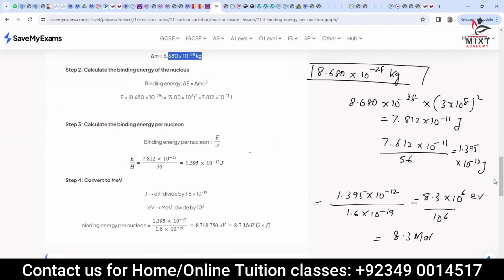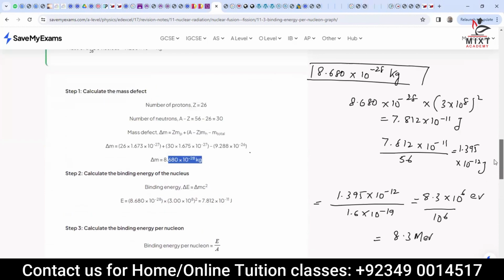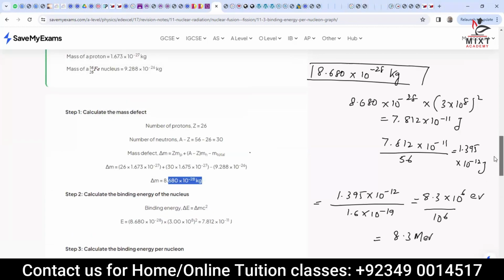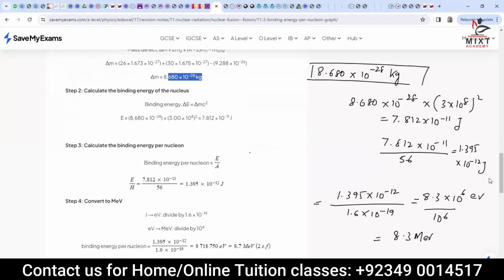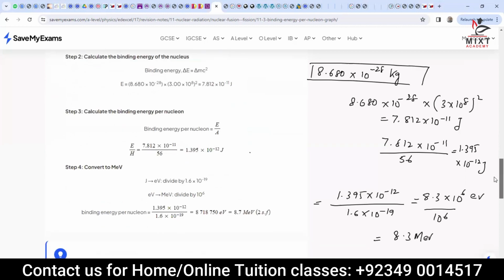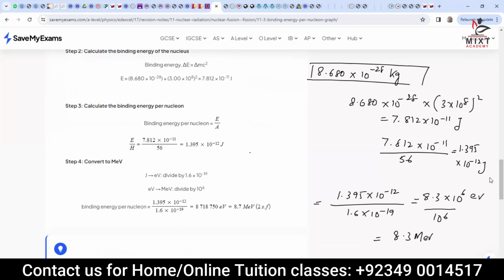Small calculation thing. So basically, there are a few steps involved in that. First step is to find the mass deficit, then convert it using E is equal to mc square into binding energy. Once you find the binding energy, that will be the total binding energy. You divide it by the nucleon number. Then you divide it by the electron charge. And then you divide by 10 to the power 6 to convert it into mega electron volt.